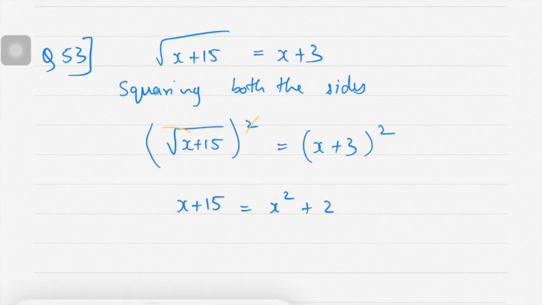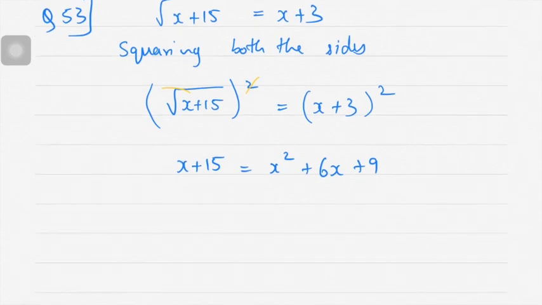Okay. Is equal to, now this is in the form of a plus b the whole square. So x square plus 2ab. So 2ab here would be 2 into 3, which is 6. 6x plus 9. Correct? This is in the form of a plus b the whole square. So a square plus 2ab plus b square.